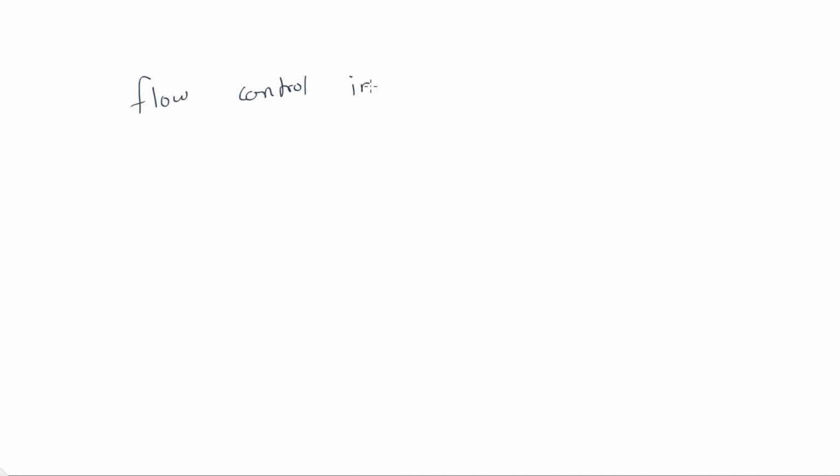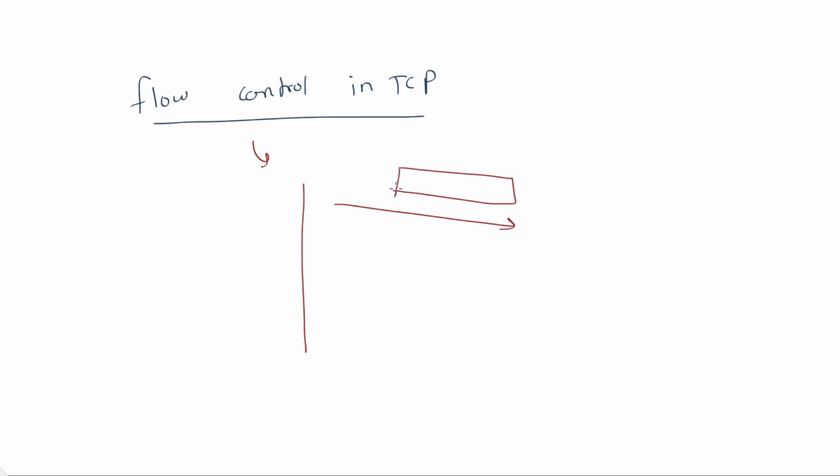Flow control in TCP. TCP flow control happens using the window size of the receiver. Whenever you are sending a packet, you say that my window size is this, which means if you want to send some packet to me, then take it as my window size, which is, let's suppose, 1000. So this flow control happens using the window size of the receiver.